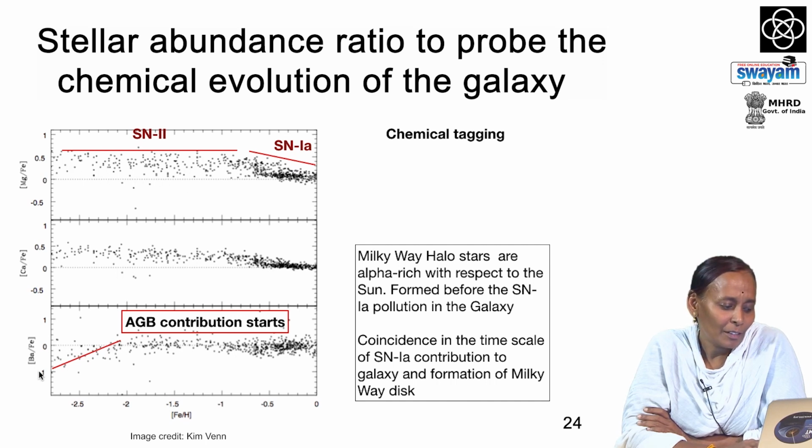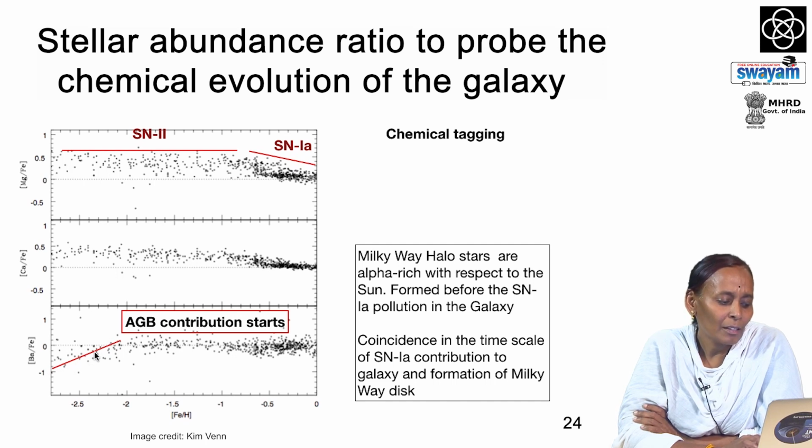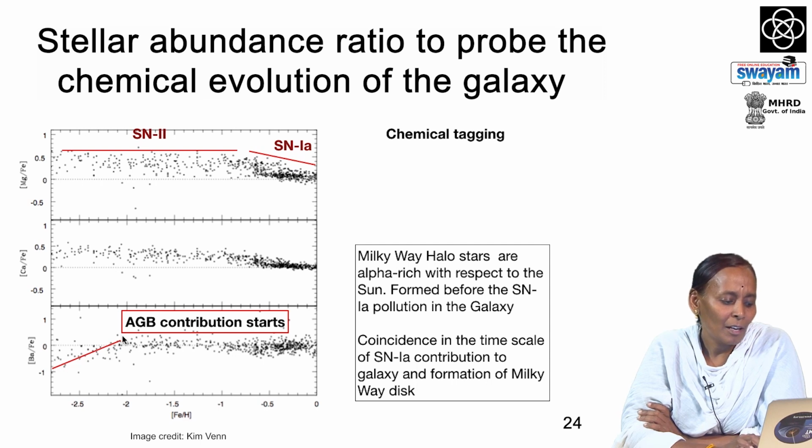And the lower plot shows barium abundances. Barium is an element which is purely made by slow neutron capture, and its main contribution comes from AGBs. And you can see that in the early epochs, AGBs did not produce any s-process, and the AGB contribution starts at a metallicity of -2. The barium abundances which are declining below -2 have contributions coming primarily from massive stars, possibly the weak r-process.